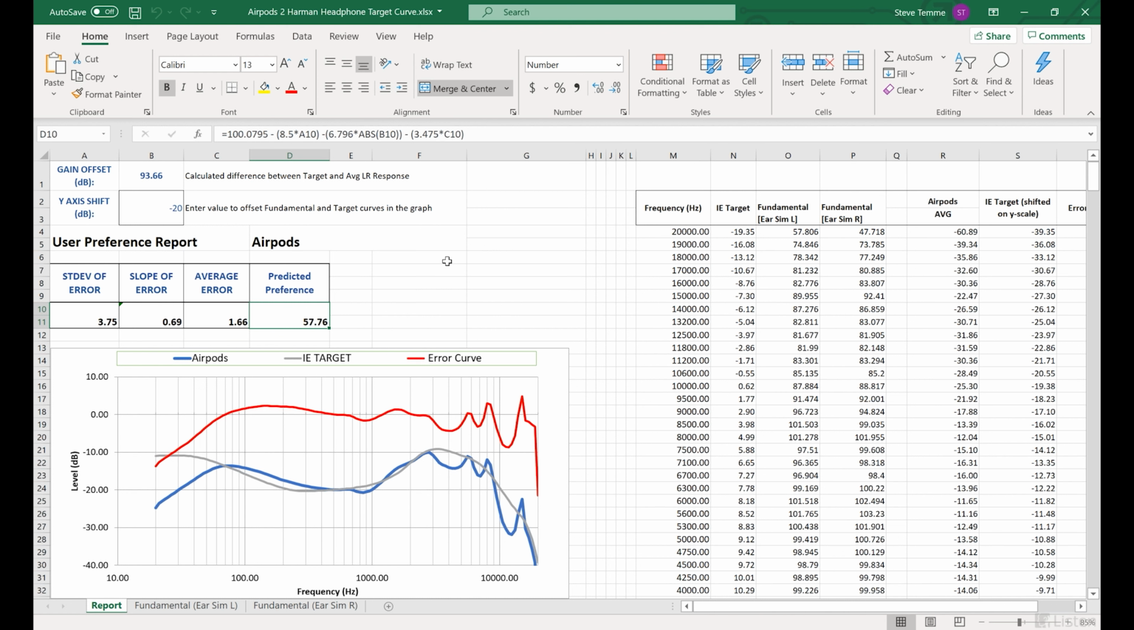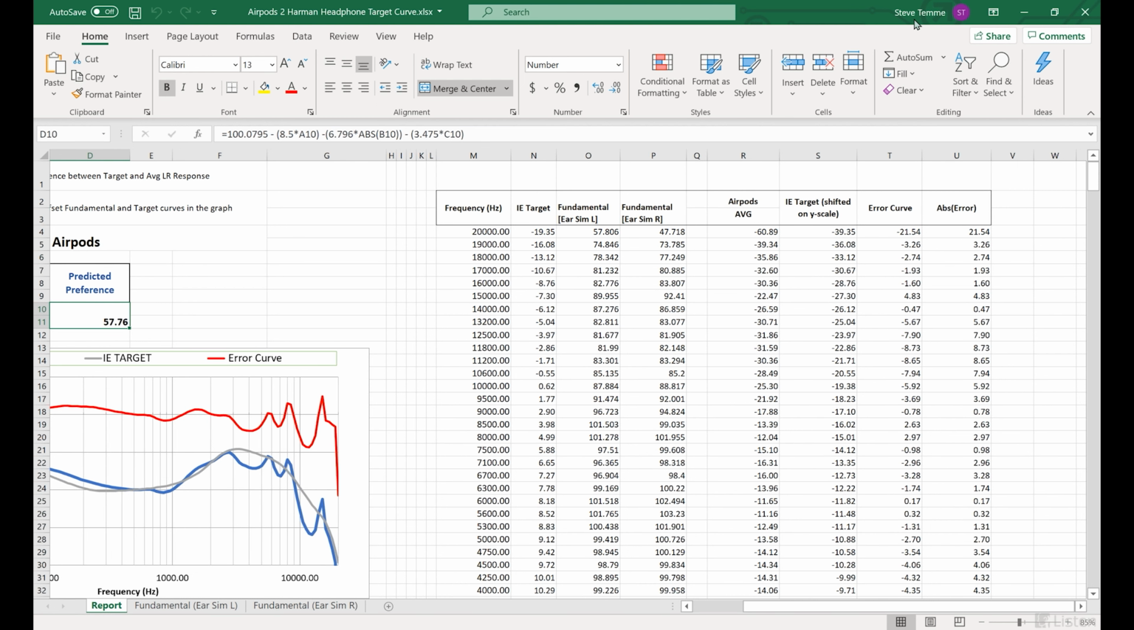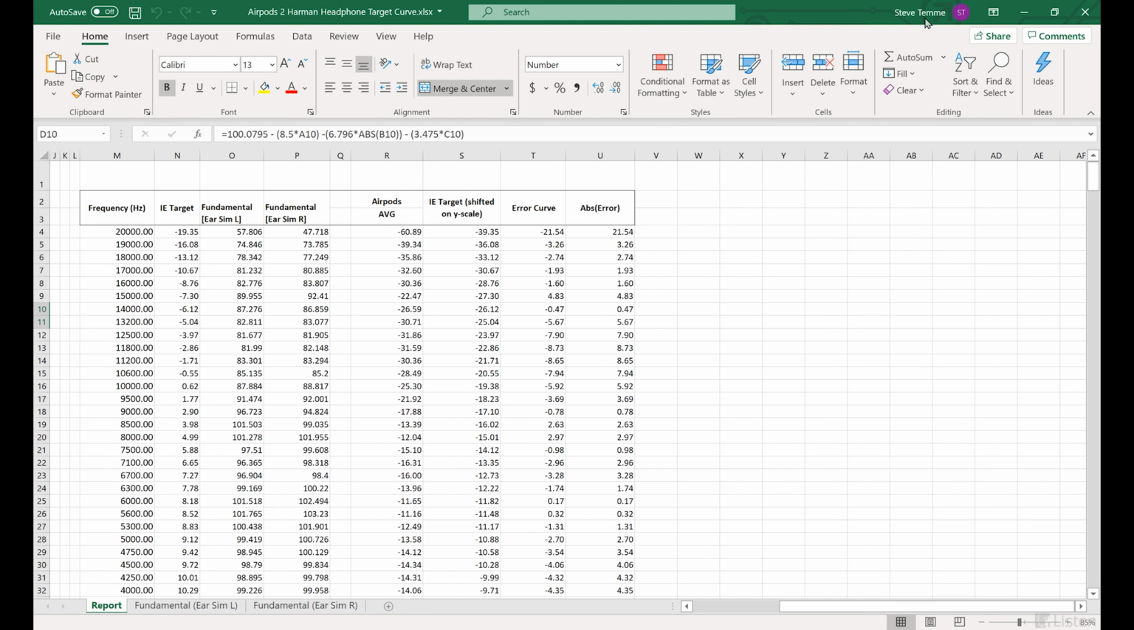Now this is an interesting example of how the low frequency response dramatically impacted the predicted preference, because it's actually pretty flat above 100 hertz. The error curve is in pretty decent agreement up to 10 kilohertz. But because the earbuds aren't giving you a good seal, you get a big difference between the Harman target curve, which goes up at low frequencies, and the AirPods, which roll off. All right. And then one last thing here is back to my PowerPoint to wrap things up.